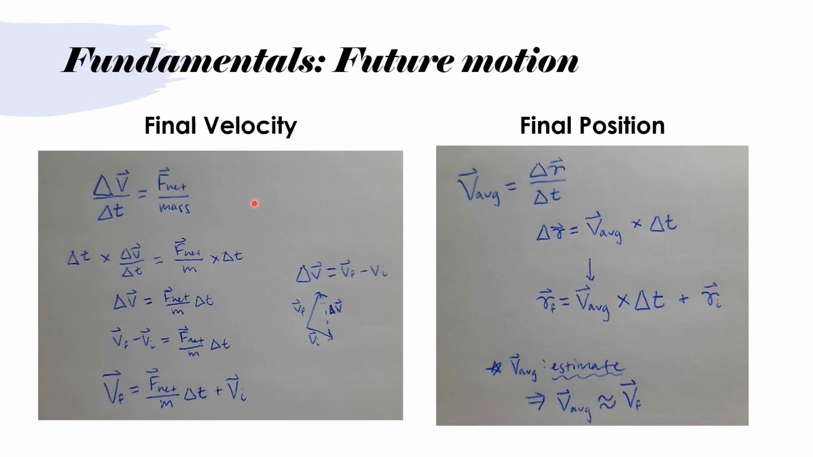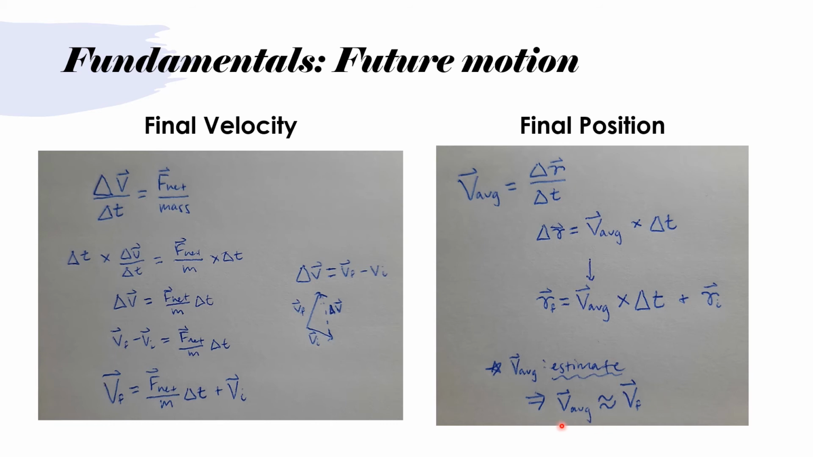In order to find the future motion or final velocity of the object, we can manipulate Newton's second law to get this equation. We also need to predict the future position of the object. Average velocity is equal to displacement over change in time. If we manipulate the equation, we can predict the future position, or r final, if we have these values. In this problem, we are estimating that v average is about the same as v final.